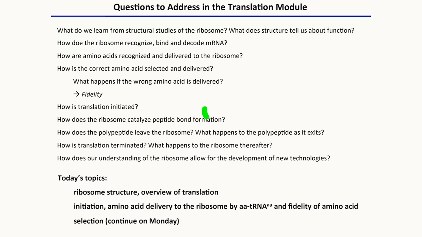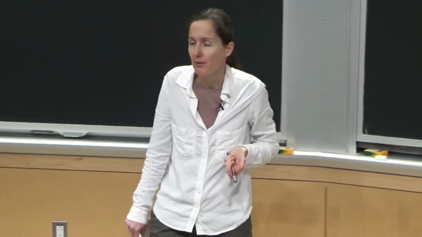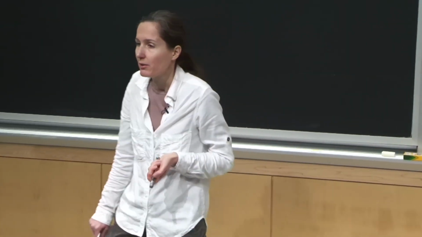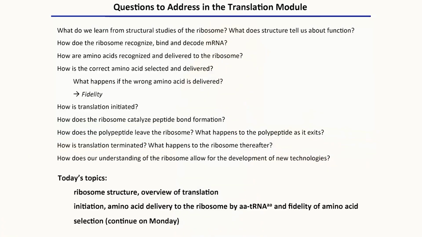How does the polypeptide leave the ribosome? And what happens to that polypeptide after it exits? So that will be a transition for us into Module 2 on protein folding. How is translation terminated? And what happens to the ribosome after? So a given polypeptide chain is made. What happens after that?